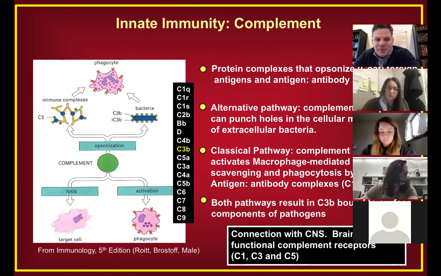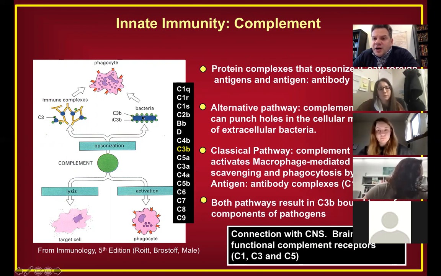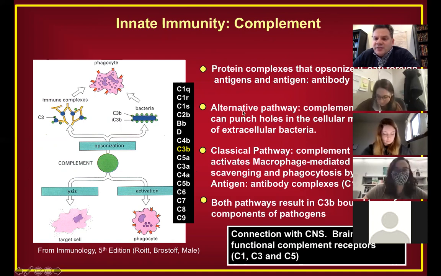There are a couple of ways this happens. You can have immune complexes bind that, and you see that here in this figure, or what's called the alternative pathway. These protein complexes form and actually can punch holes in the bacteria. So this is a really old system, and the reason I bring it up is that we have complement capacity within the brain. Many cells can make these complement components, and we have receptors for complement, and that's something you should be aware of.